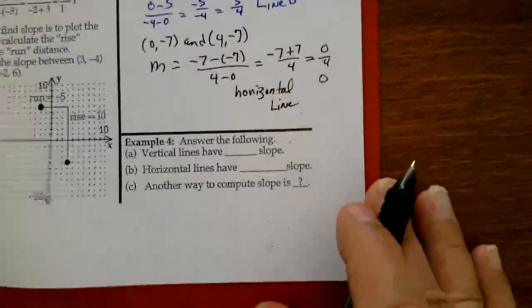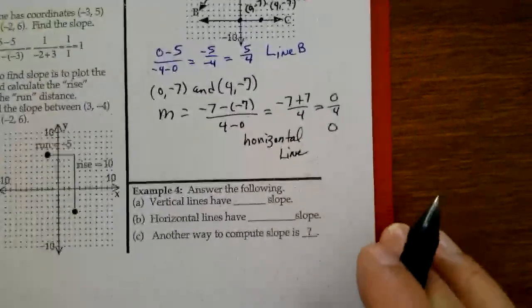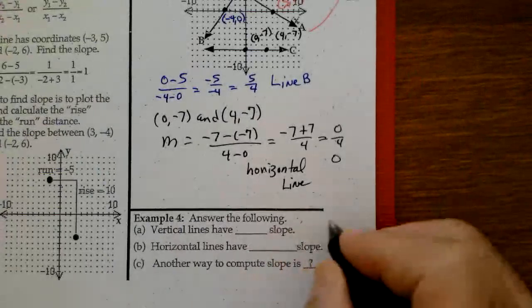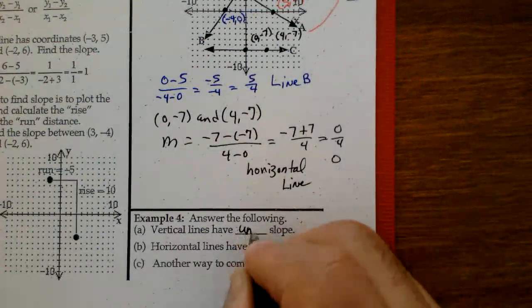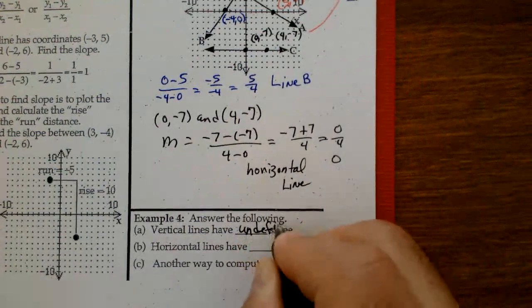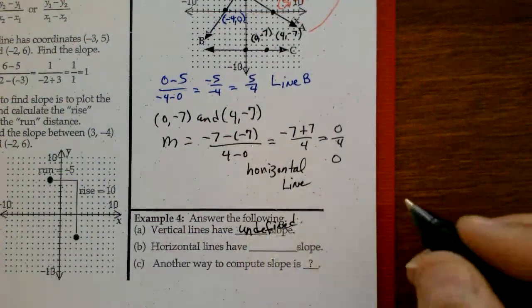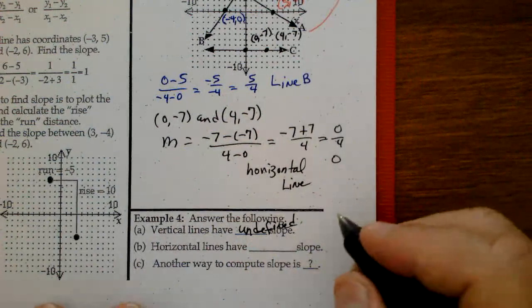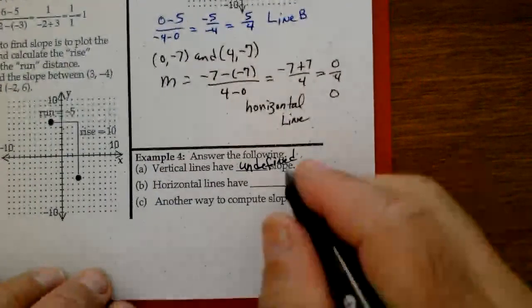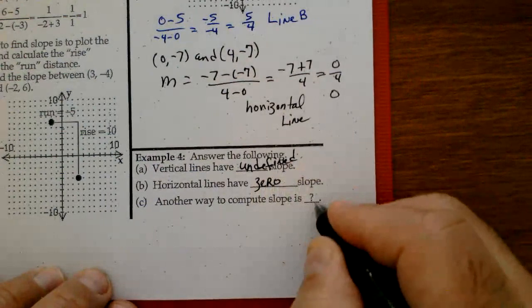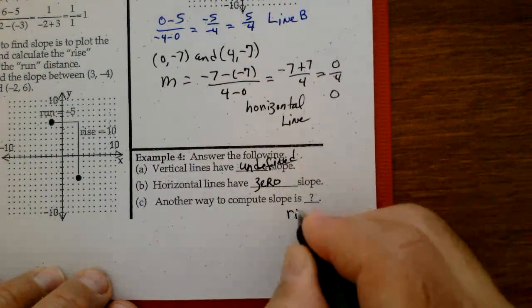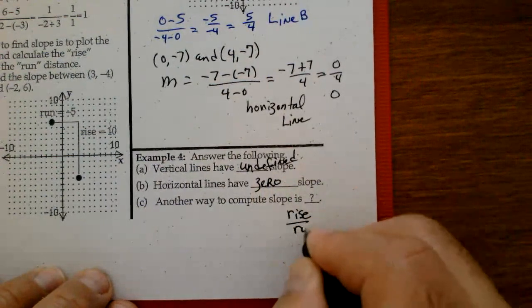So let's review really fast here. Vertical lines have undefined slope. If you were to look at a vertical line, undefined slope. Undefined means you can't find one. And I'm going to show you that in just a second. Horizontal lines have 0 slope. Another way to compute the slope is the idea of rise over run.